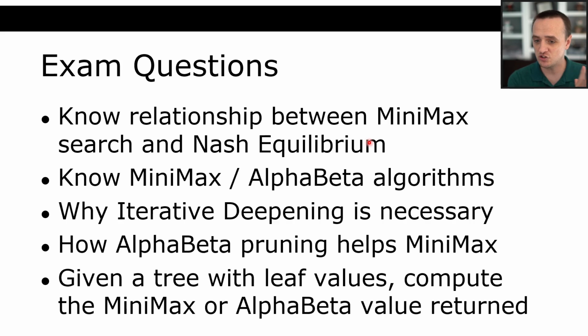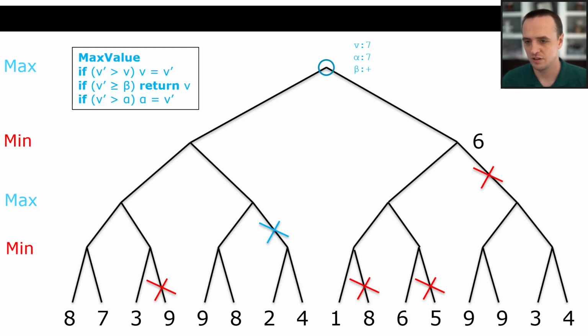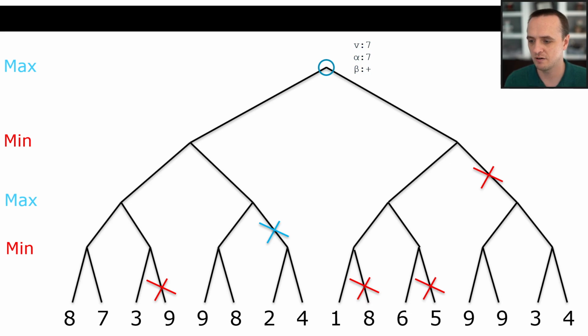And given a tree with leaf values, compute the MiniMax or AlphaBeta values that were returned. So that tree that I showed you, right? Let me just go back. If I give you this tree with these values, you should be able to do MiniMax on that and give me the resulting value up here at the top. You should be able to do that.